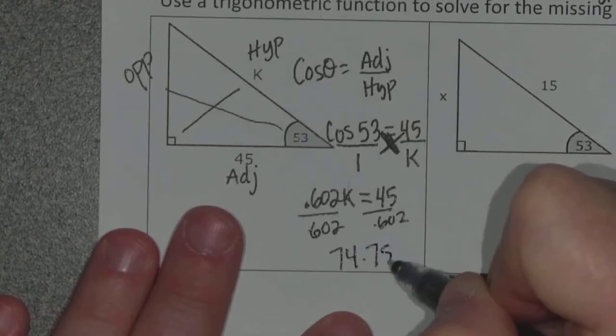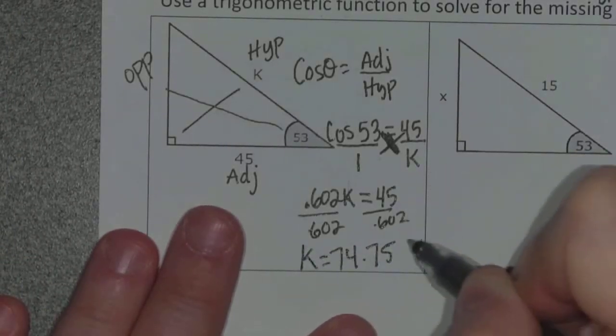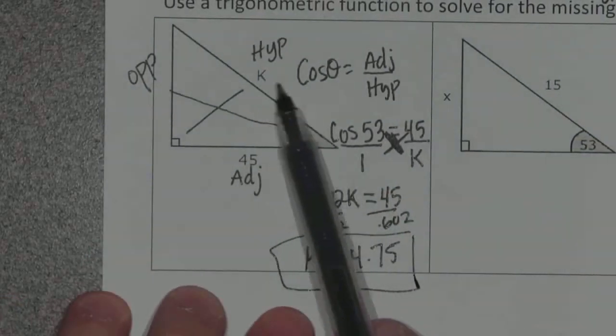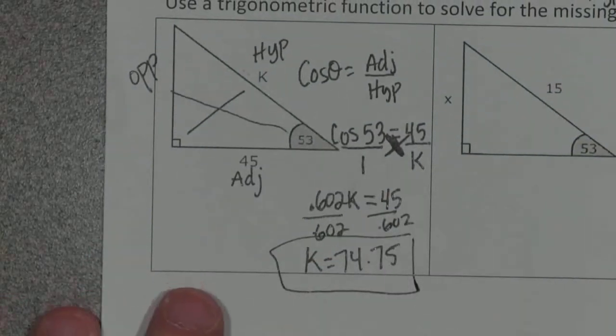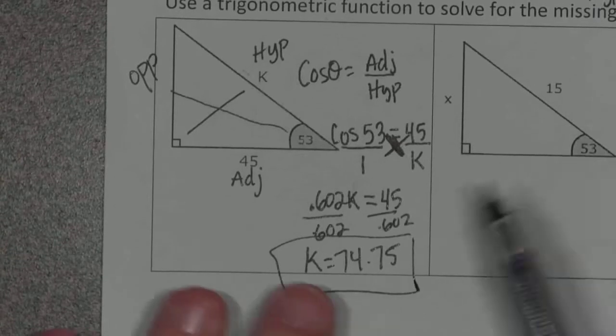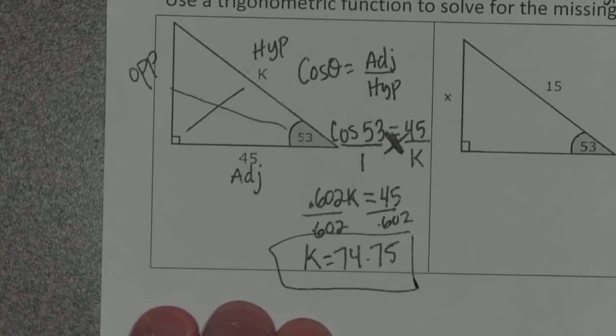$74.75. Okay, so what I just found there was my k value, and my k value is the length of my hypotenuse. Questions on how I did that?